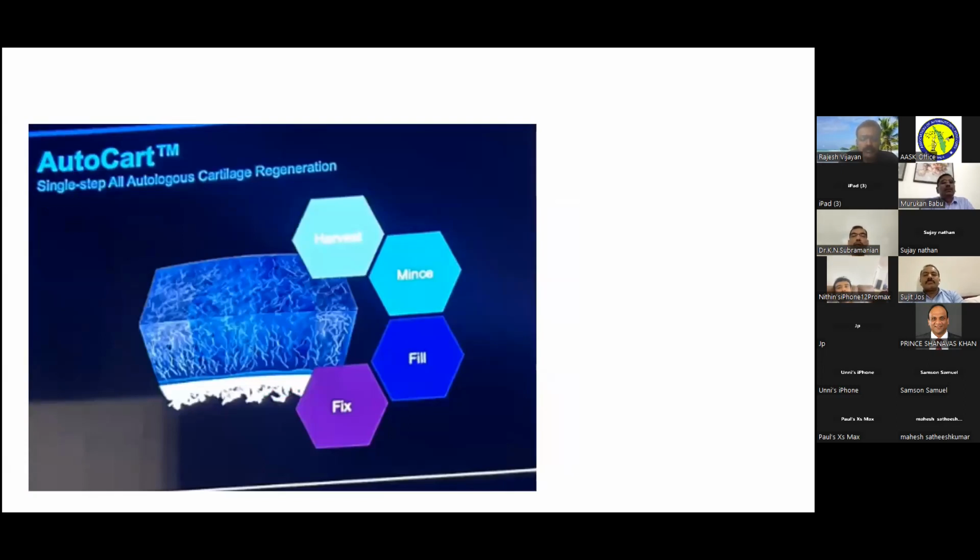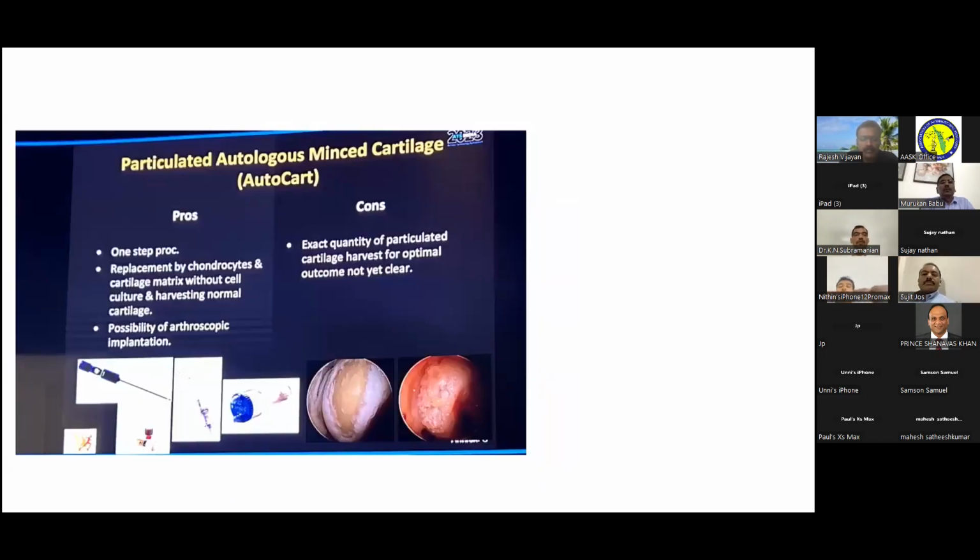So harvesting, then mincing the cartilage, then filling the defect and fixing with the fibrin glue. These are the four major steps in doing AutoCAD. And the good thing is it's a one-step procedure, and we are replacing by chondrocytes itself. It's not replacing with other tissue and expecting stem cells to grow. It's replacing by chondrocytes along with other chondrogenic factors also. And we can do it by arthroscopic implantation itself. You don't need to do open surgery. And the disadvantage: the exact quantity of particulate cartilage to harvest for optimal outcome is not yet clear. So, for example, for this much of a defect, how much cartilage should I take?